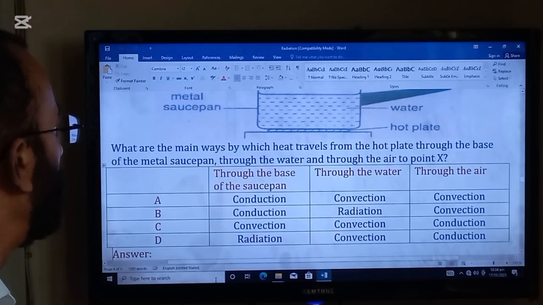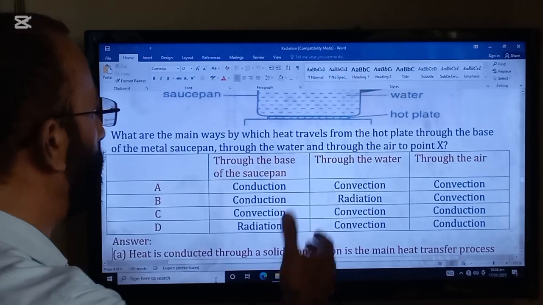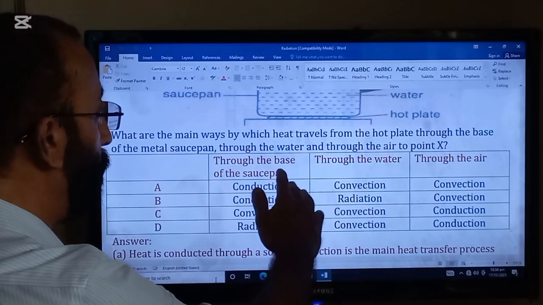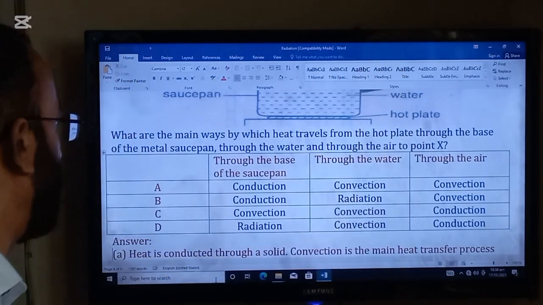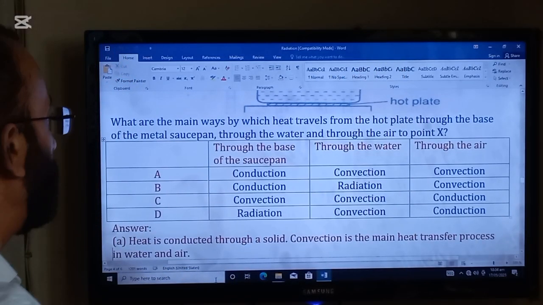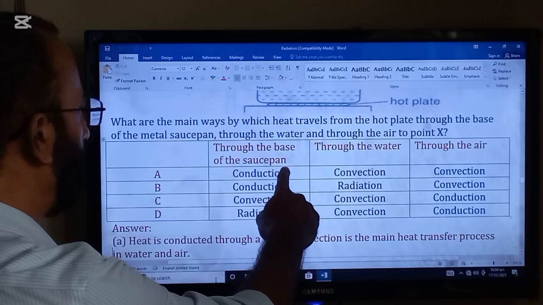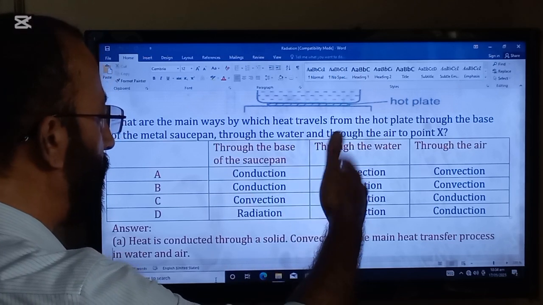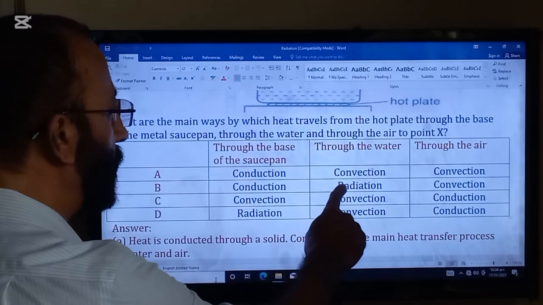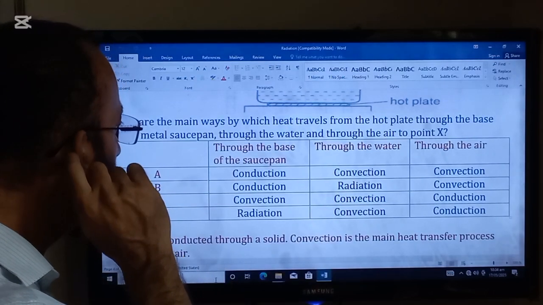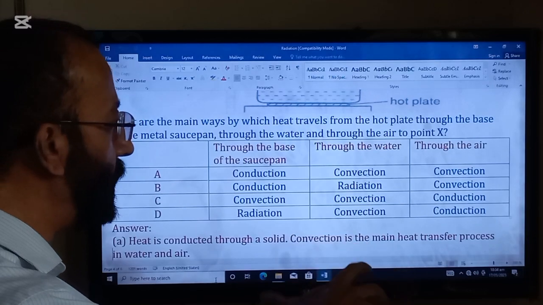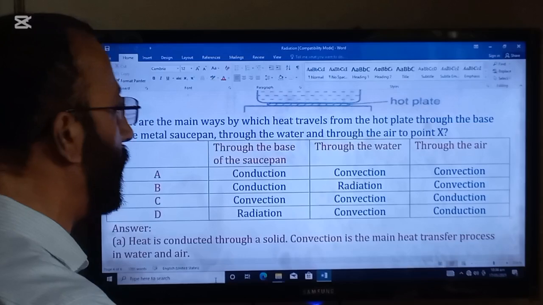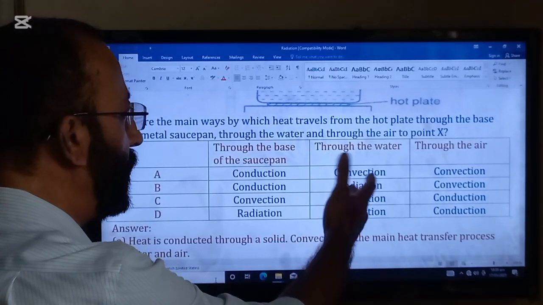What are the main ways by which heat travels from the hot plate through the base of the metal saucepan, through the water and through the air to point X? So A is the answer. Through the base of the saucepan, it is conduction, because heat is passed by particles colliding with each other. Through the water, it is convection, because hot water gets less dense and rises, and colder water being more dense sinks. So a convection current takes place within the water.